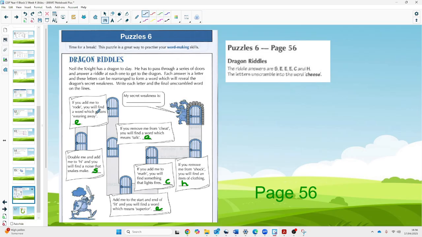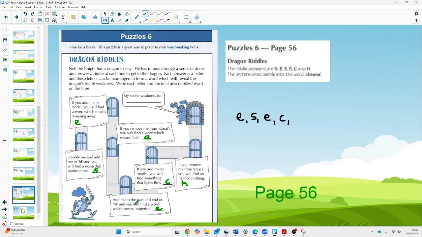We've actually done these already, but just to go through them very quickly. If you add me to road, you'll find a word which means wearing away, and that's erode. So we need an E there. Double me and add me to high, and you find a noise that a snake makes. Well, of course, that's an S to spell hiss. If you remove me from cheat, you'll find a word that means talk, and that's chat. So we're going to take the E away there. If you add me to maths, you will find something that lights fires. That, of course, is a match.